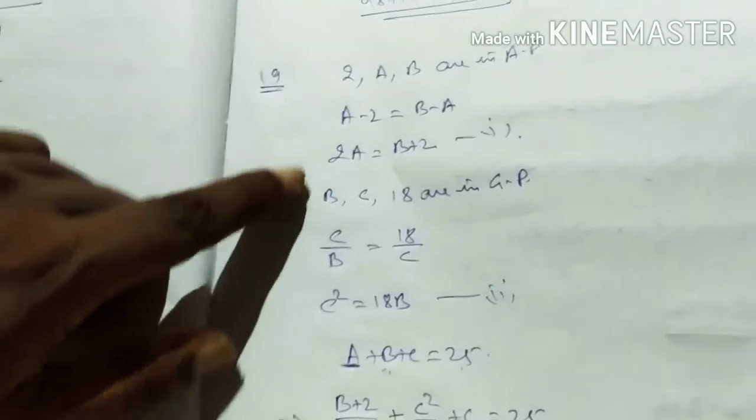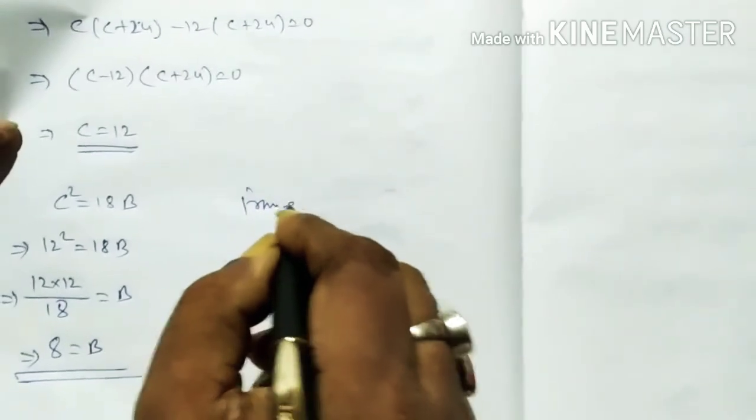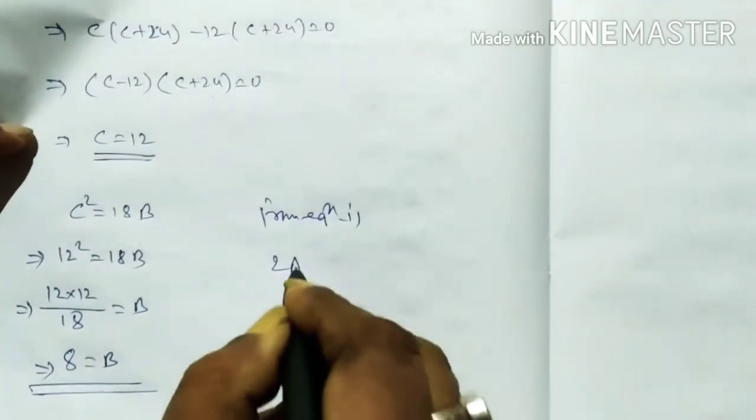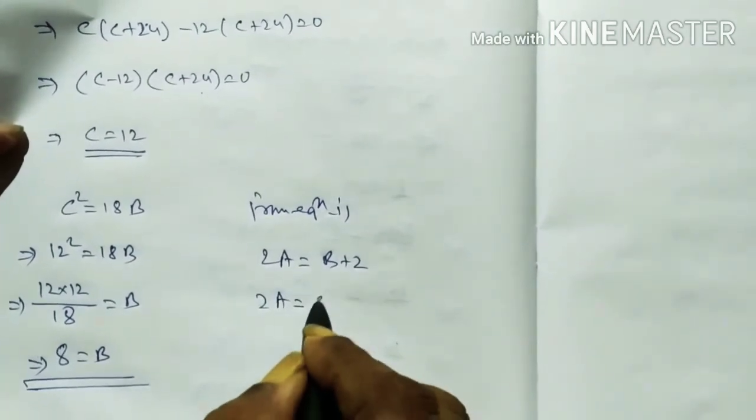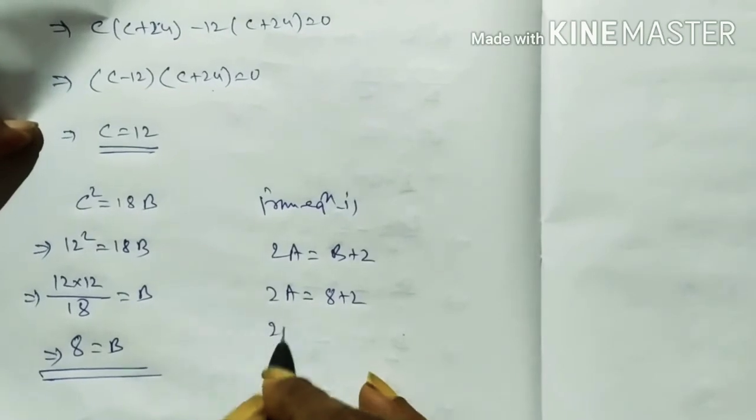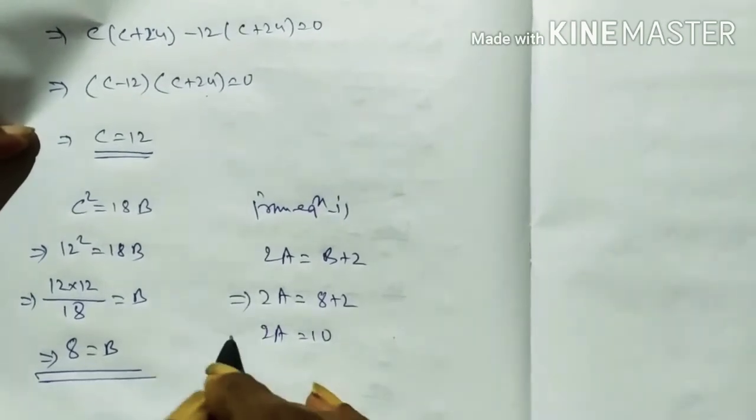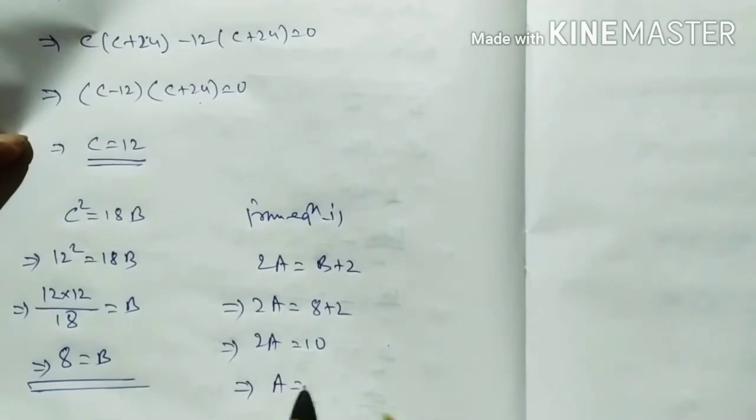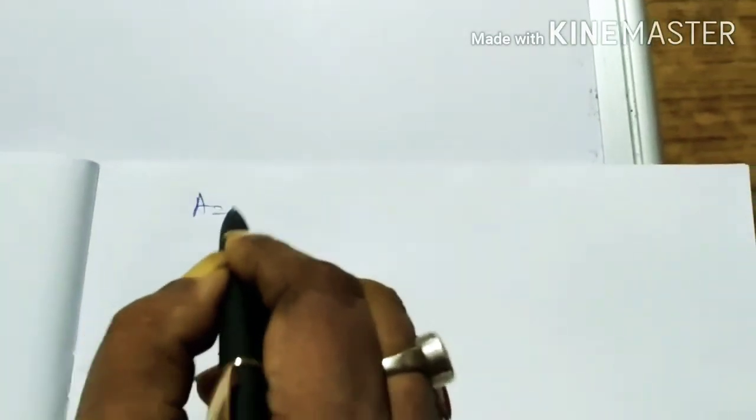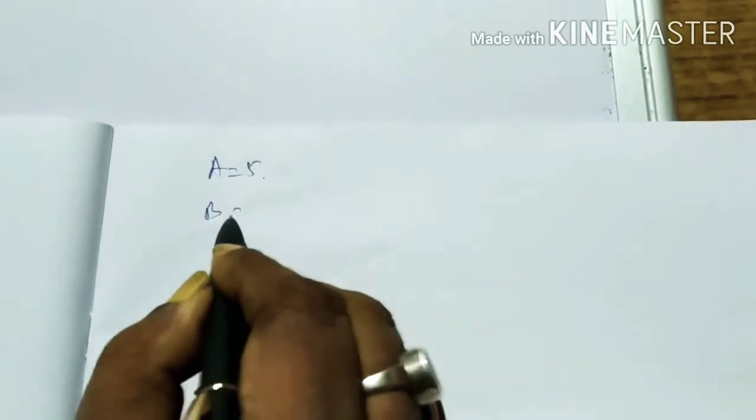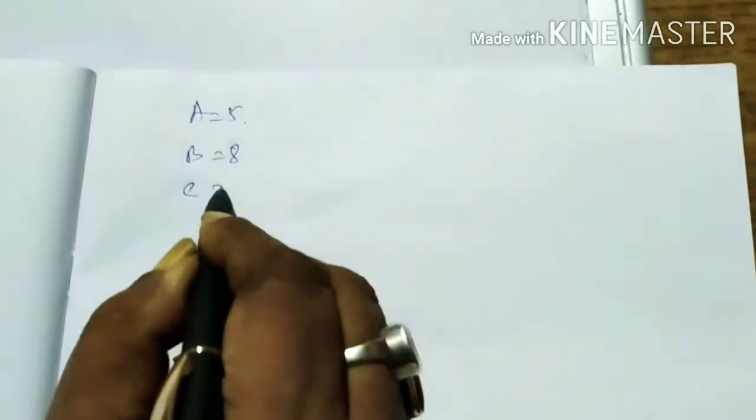And last, I have to find out the value of A. I will take the help of equation 1. From equation 1, 2A is equal to B plus 2. So 2A is equal to 8 plus 2. So 2A is equal to 10. Therefore, A will be equal to 5. Now your answer is A is equal to 5, B is equal to 8, and C is equal to 12.